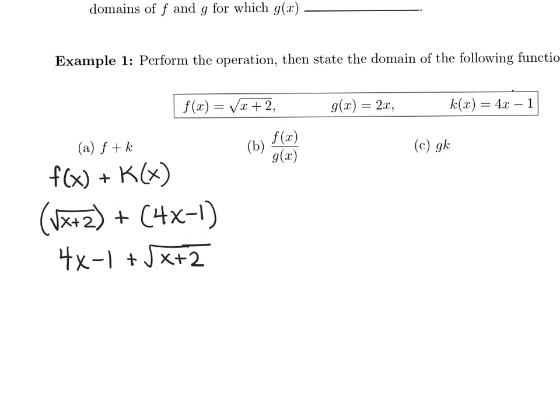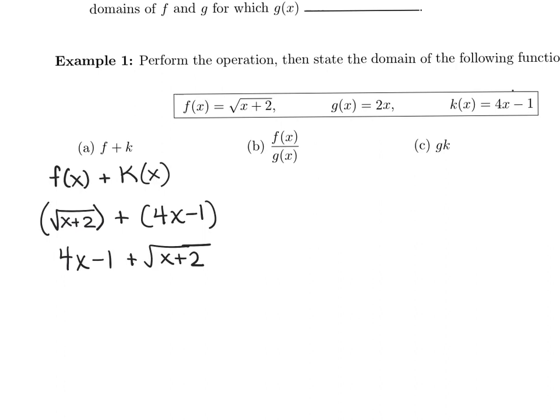Then the question asks us to find the domain. So we have to think through on these functions what's the possible domain if you look at it in pieces. If you look at this chunk right here, this is a line. We know that the domain of a line is all real numbers. But when you look at the one on the right, the square root, the domain is not all real numbers. We cannot take the square root of negative numbers.